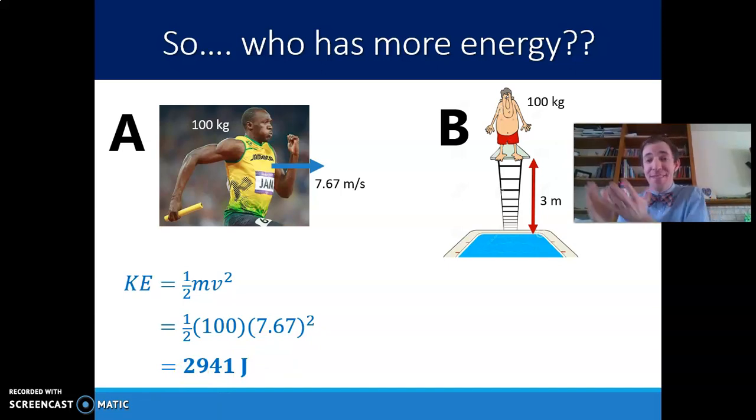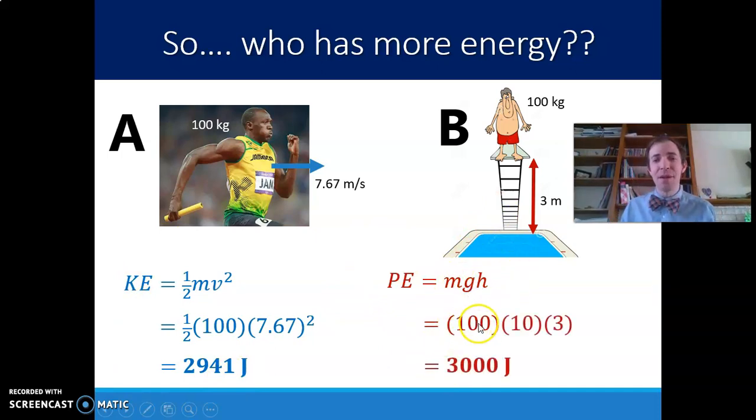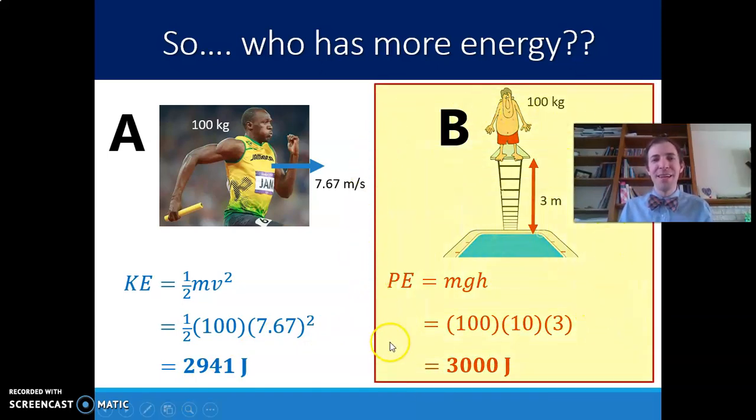Now, if I want to compare that to this guy on the diving board, the guy on the diving board doesn't currently have any kinetic energy. Instead, all of his energy is stored up due to his position in gravity. So mass times gravity times height: if we plug that in, 100 times 10 times 3 is 3,000 joules, which means comparing these side by side, it is much easier to see now who has more energy. This man on top of the diving board technically has more joules of energy than Usain Bolt at his top sprinting speed.